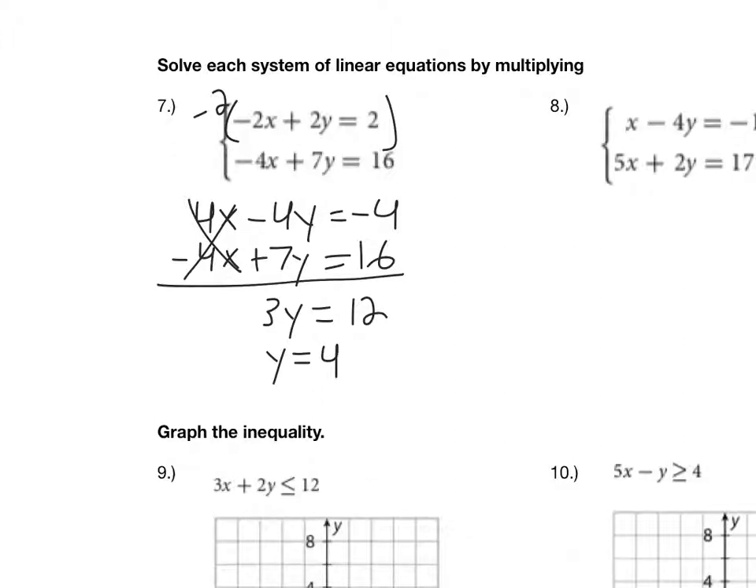How do you find x? You're just going to plug it into one of these original equations. And if you do that, you would get x is equal to 3. So your point of intersection would be 3, 4.